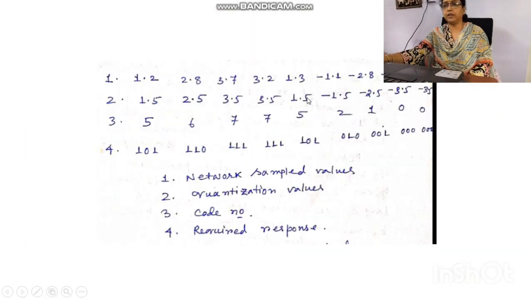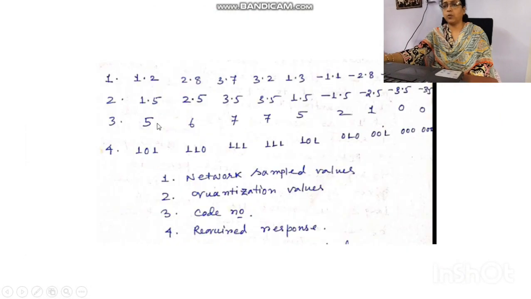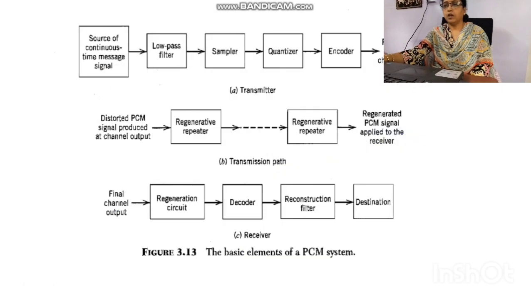So these are the sampled values. Then these are the quantized values. According to this, 1.5 is level 5 here. So as we draw this quantizer step size here, 1.5 corresponds to the level called 5, and the corresponding 5 can be written using 3 bits as 101. Okay, this is nothing but the PCM signal. So these are the PCM transmitter, then transmission path and receiver block diagram.